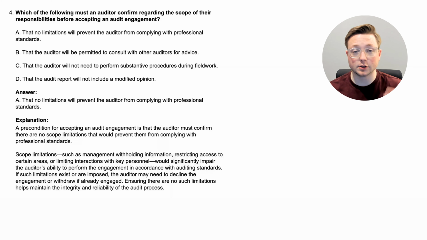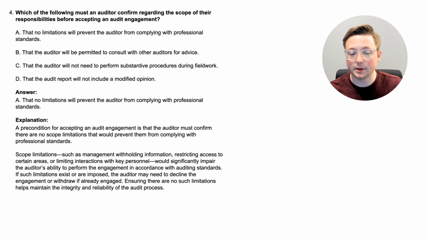And again, we're going to talk about scope limitations more in future videos, but if management is going to withhold information or make it difficult for the auditor, that's something the auditor has to make sure is not the case. They have to make sure that's not going to happen. That's one of the preconditions for the audit. And that also is kind of talked about in the engagement letter as well.